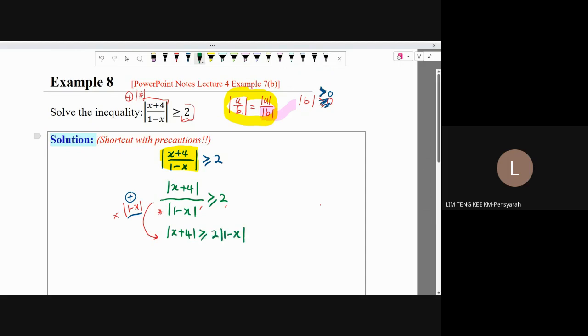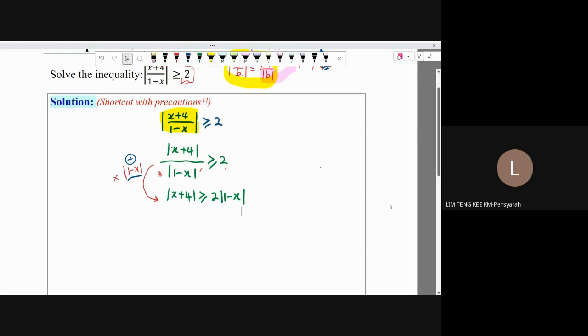Of course, with an extra condition, because this form here is not proper by itself. The condition we need to realize, in both the first and second case, is that the denominator 1 minus x shall never equal 0. In other words, x shall not equal 1. This is the condition that we need to take note of and write down.